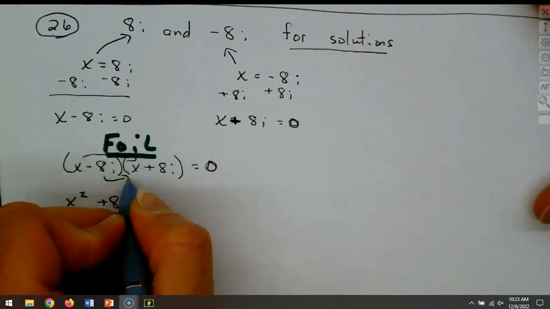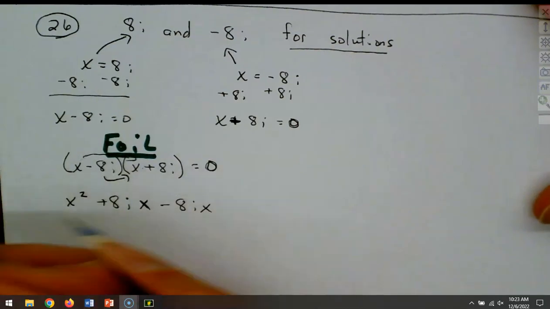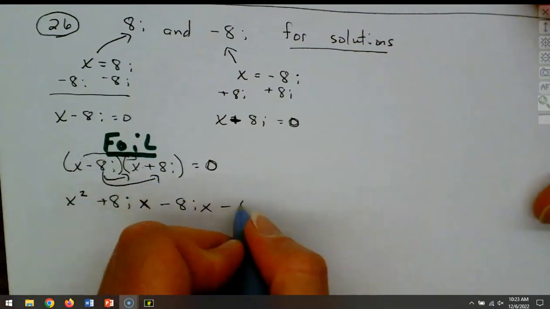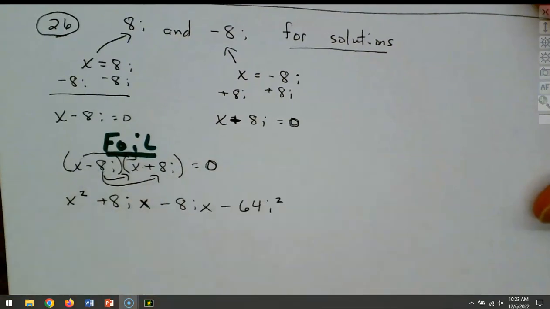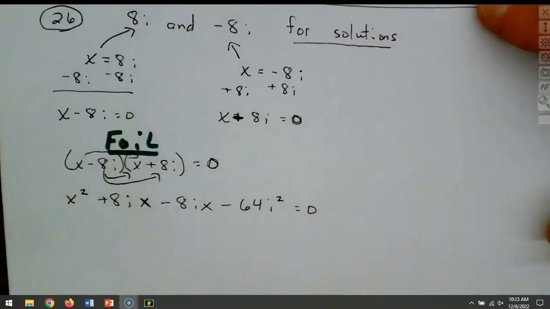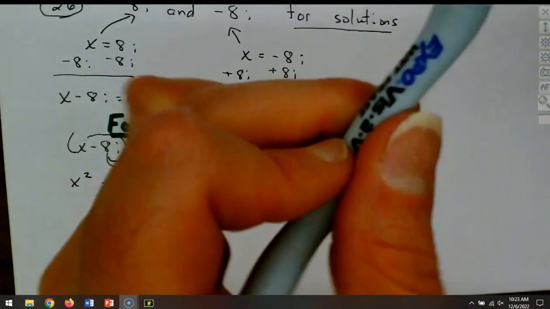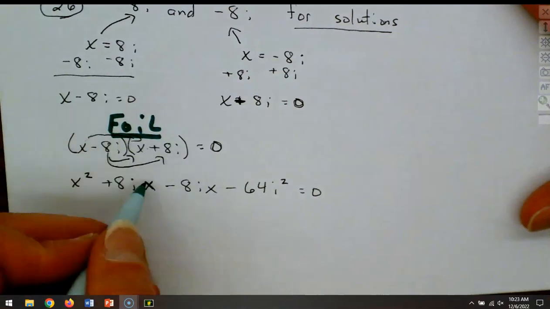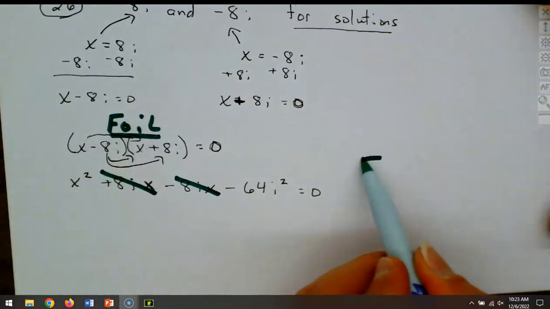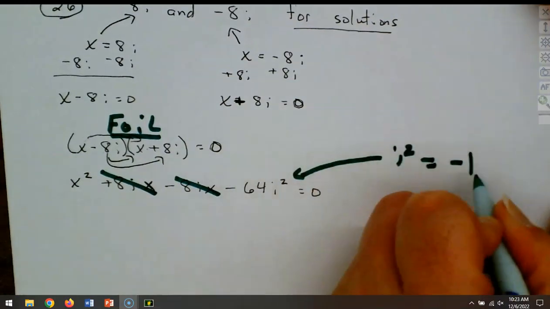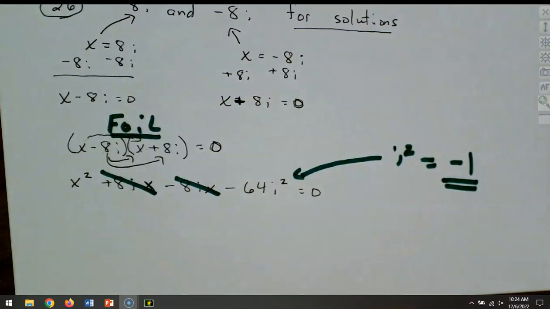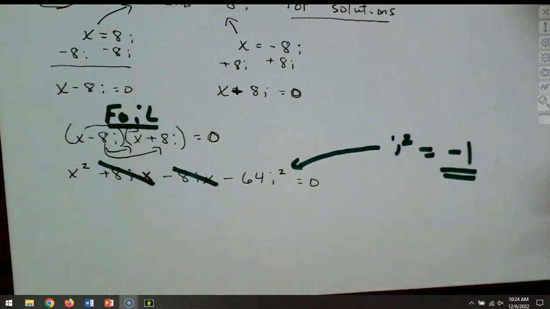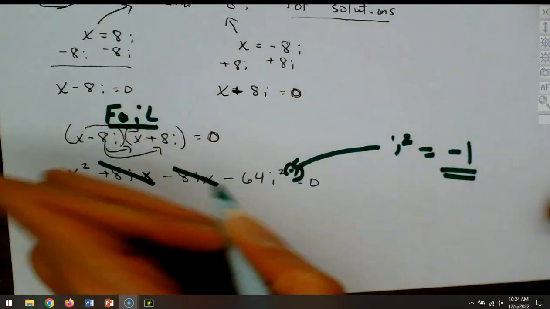And then on the inside, what do we have? We have a minus 8ix. And what do we have for the last piece? Minus 8 times positive 8, that's a 64i squared. Now, if we did it correctly, what happens to the 8ix and the negative 8ix? They're going to go away, aren't they? Now, remember, what do we know about i squared? I know it's been a while since we looked at 1.3, but i squared is what? Negative 1.